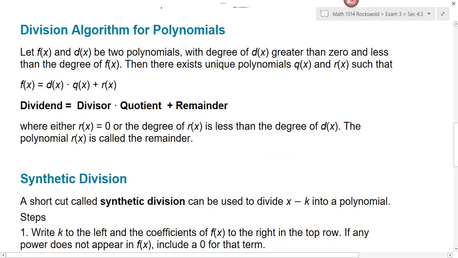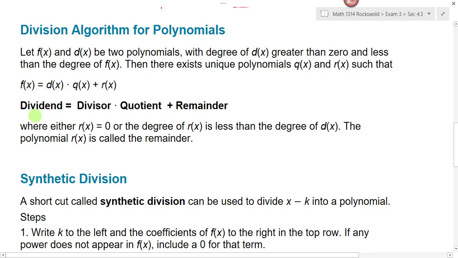So this brings us to the division algorithm for polynomials. Let f of x and d of x be two polynomials with degree of d of x greater than 0 and less than the degree of f of x. There exist unique polynomials q of x and r of x such that f of x is equal to d of x times q of x plus r of x.